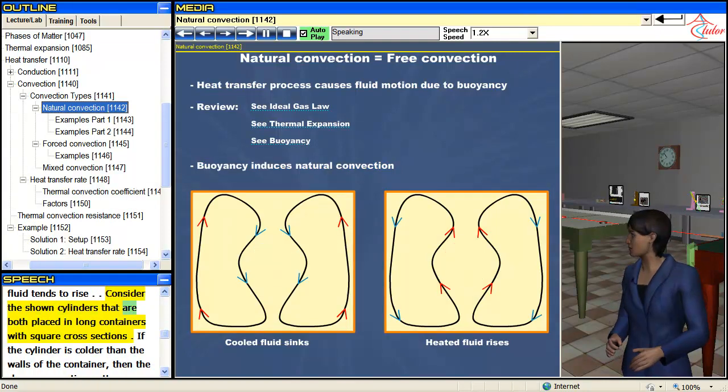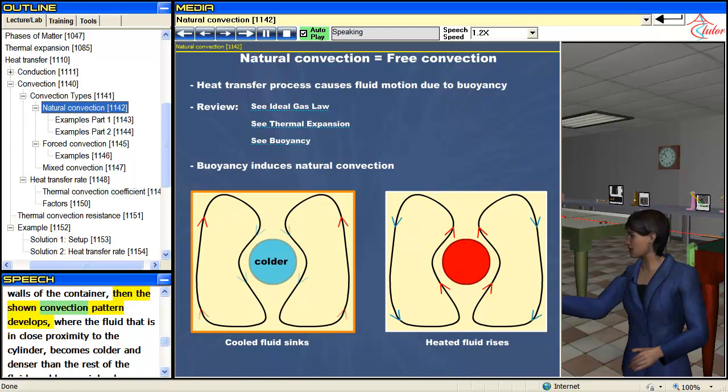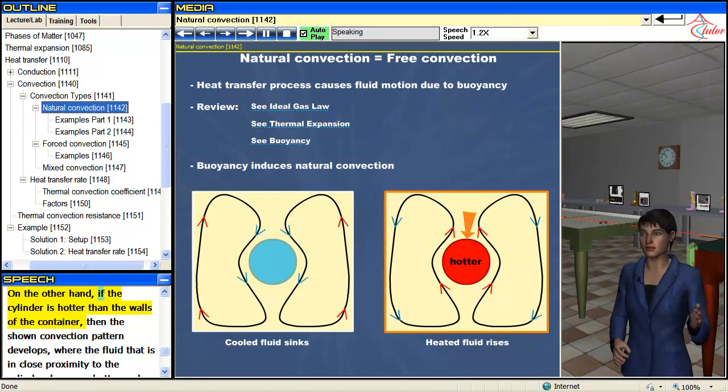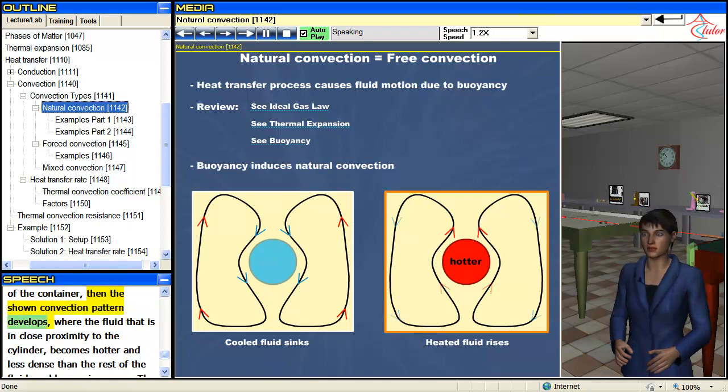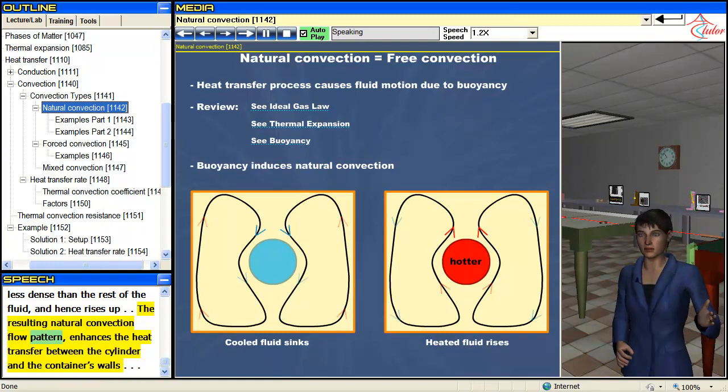Consider the shown cylinders that are both placed in long containers with square cross-sections. If the cylinder is colder than the walls of the container, then the shown convection pattern develops, where the fluid that is in close proximity to the cylinder becomes colder and denser than the rest of the fluid, and hence sinks down. On the other hand, if the cylinder is hotter than the walls of the container, then the shown convection pattern develops, where the fluid that is in close proximity to the cylinder becomes hotter and less dense than the rest of the fluid, and hence rises up. The resulting natural convection flow pattern enhances the heat transfer between the cylinder and the container's walls.